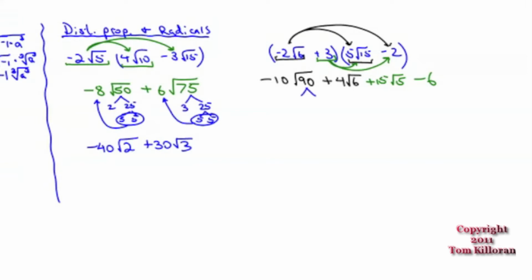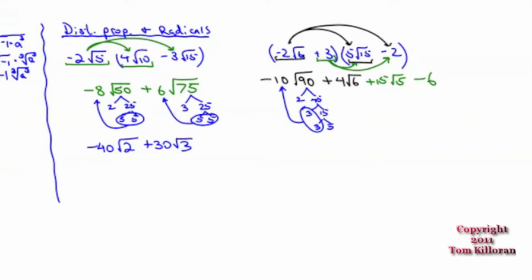Smallest number that goes into 90? 2. It's even. 45. 2 and 45. What's the smallest number that goes into 45? 3 and 3 and 9. 15. And 15, of course, is 3 and 5. So the only thing we can pull out here is a 3. The 3 is going to run into that negative 10 out front. So we get to our final answer.